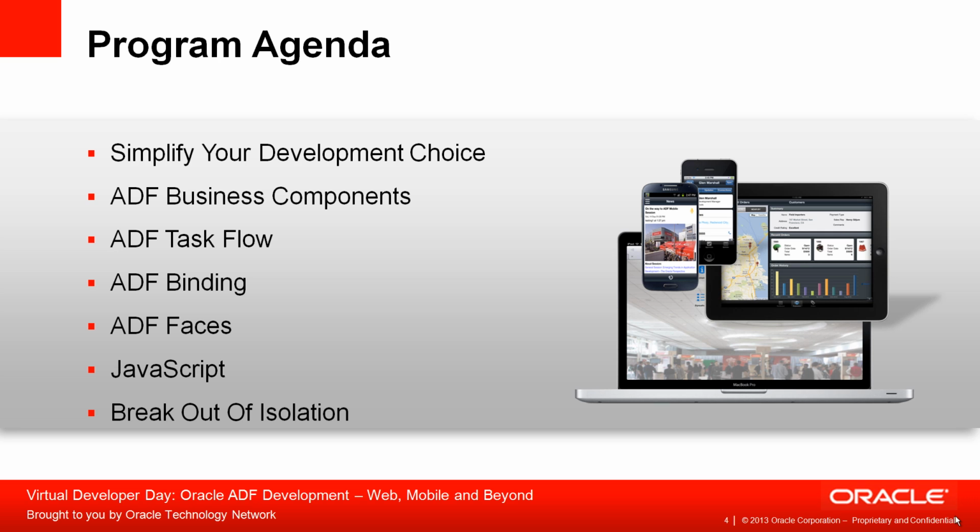For the agenda, I broke up this topic into 7 categories. I will talk about how you can simplify your development choice and then go by technology stack, business components, task flows, bindings and phases to present best practices on all areas. I have a brief talk about JavaScript and then you will learn what I mean by breaking out of isolation.